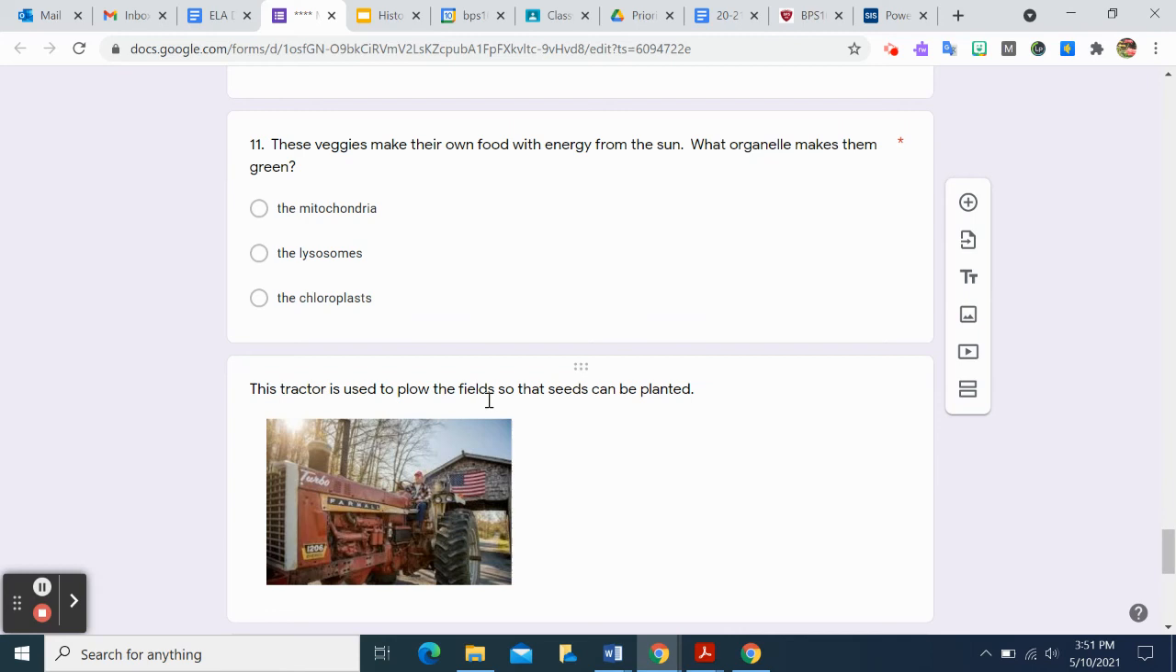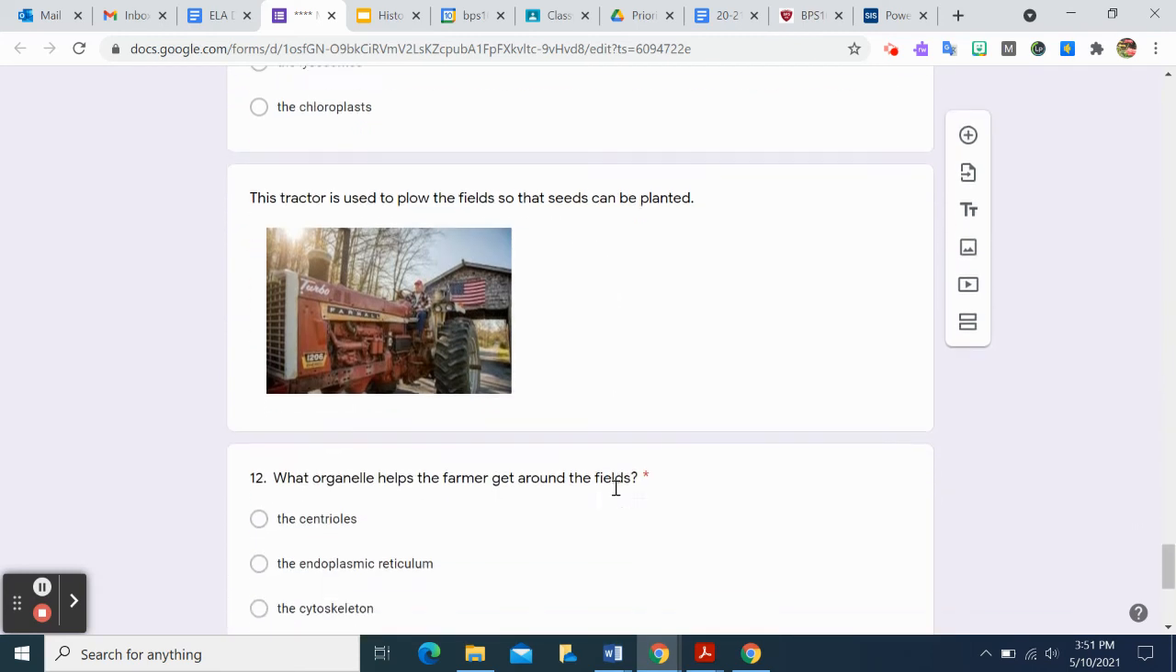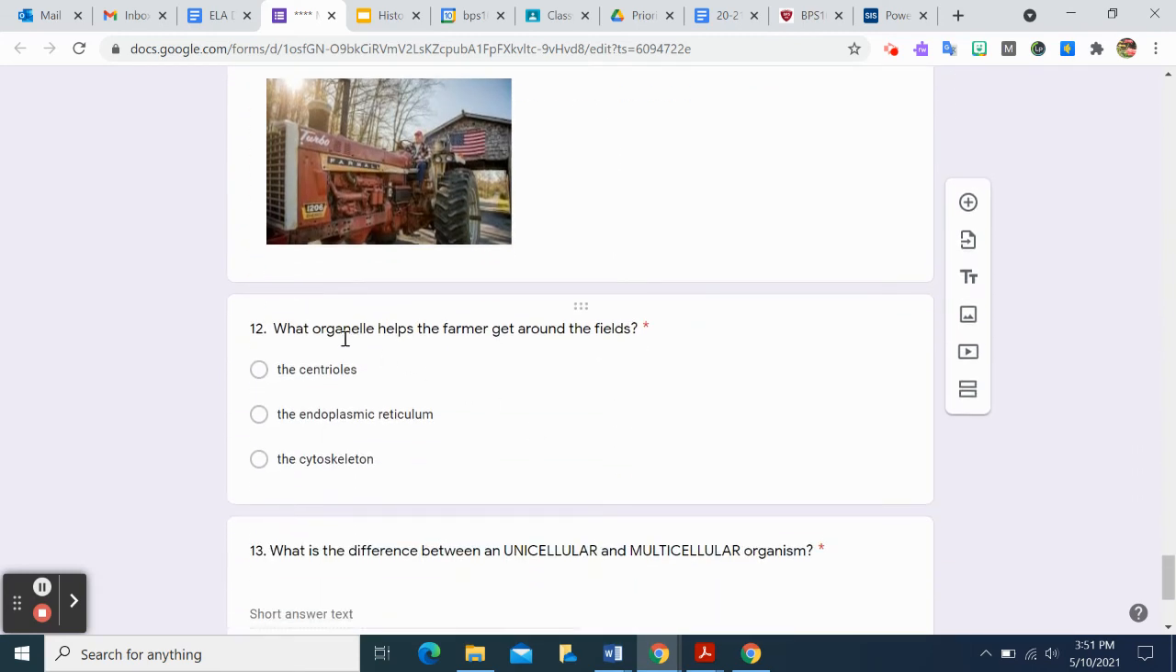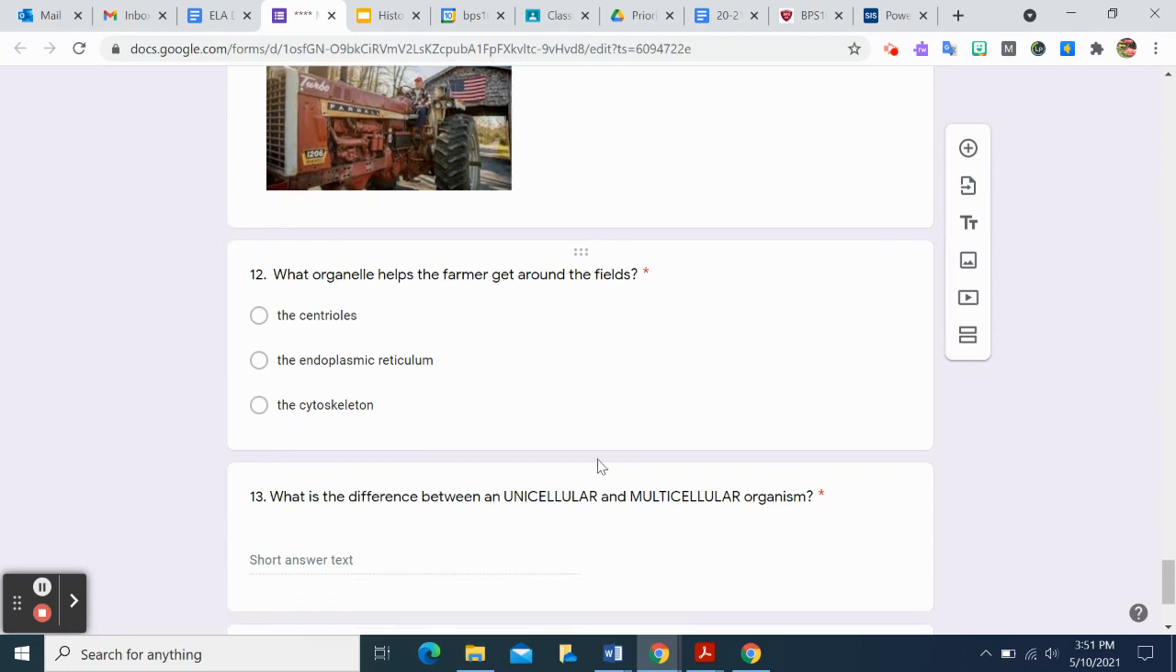The tractor is used to plow the fields so that seeds can be planted. What organelle helps the farmer get around the fields? So this means that there's an organelle that moves things around. Which organelle do you think moves things around? Is it the centrioles, the endoplasmic reticulum, the cytoskeleton? What helps move things around in the cell?